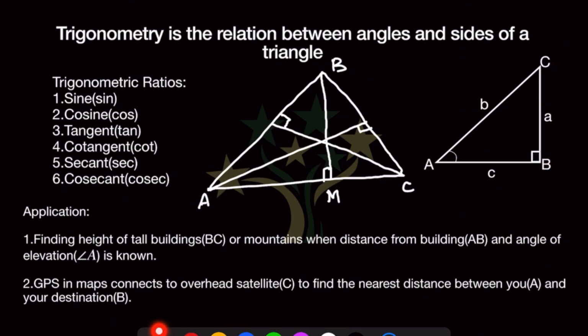Similarly, when you use maps, the GPS in maps helps to find the shortest distance between 2 points. For example, your destination is B and you are standing at A. Now, the GPS in your maps sends a signal to the overhead satellite which is at C, and C calculates the distance between you and the destination and gives the shortest distance between you and the destination. So let's learn about trigonometric ratios in detail.